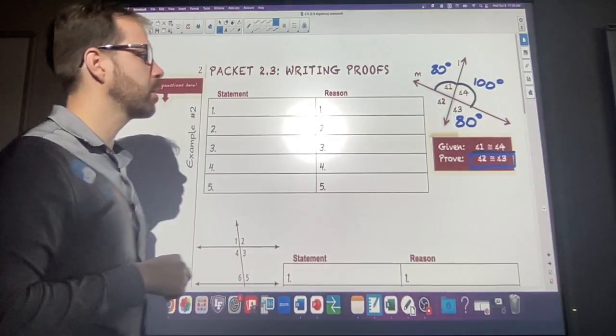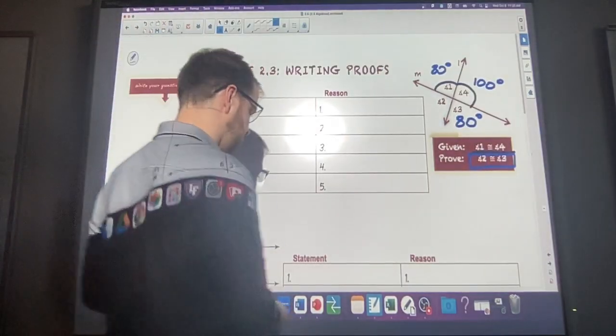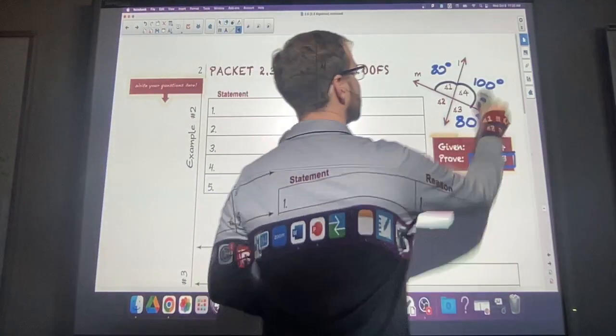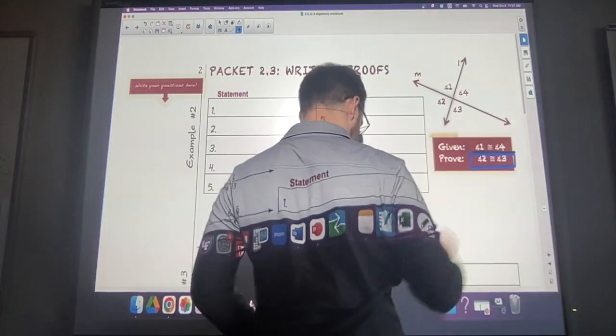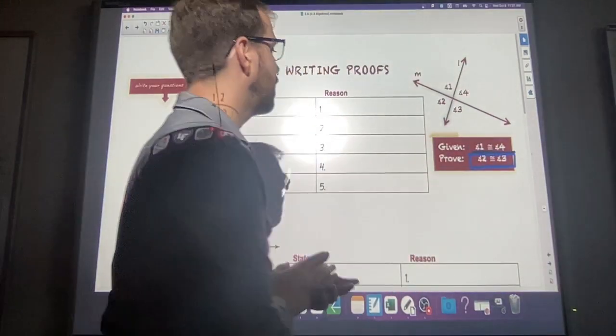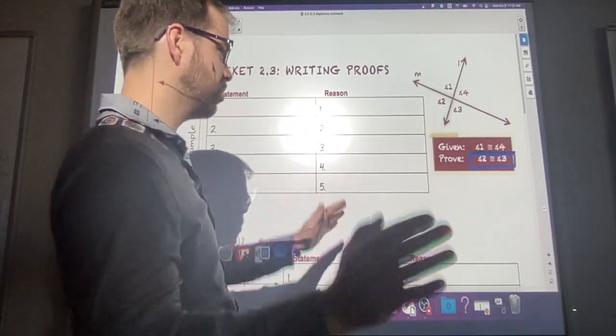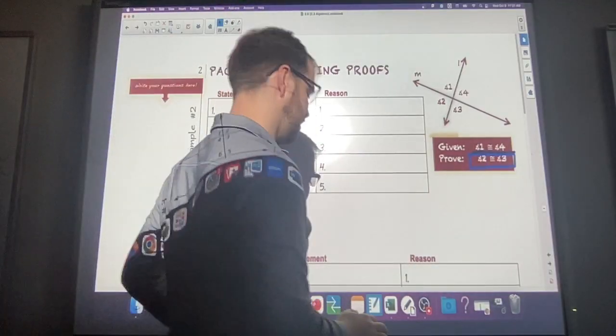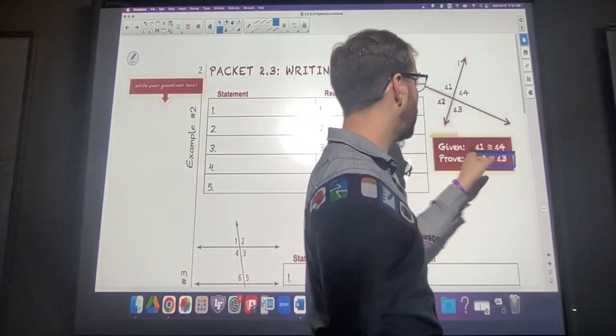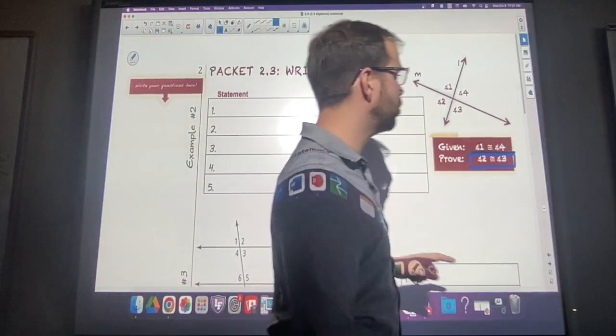Oh, I'm so dumb. I'm sorry. Let me back up here. Pretend I didn't say that. Okay. Let me back up. We're still going to use vertical angles, but I didn't use the given we started with. We are given that 1 is congruent to 4, so they have to be the same, right?